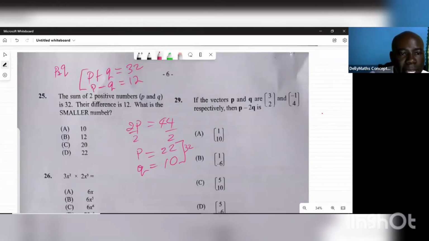But what did the question say? What is the smaller one? 10. So a lot of times people say I'm done, but you have to respond to the question. What is the smaller one? 10. So they give you two nice equations, and you write them down.